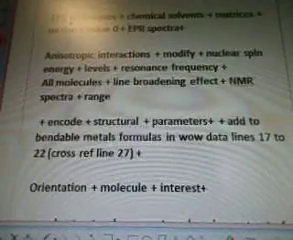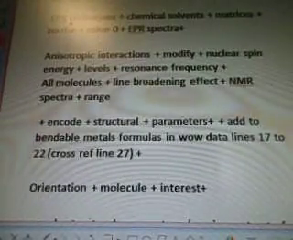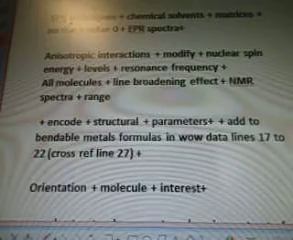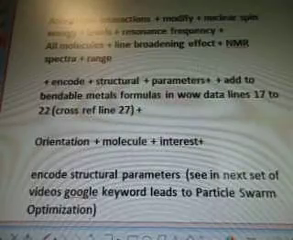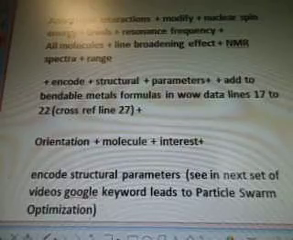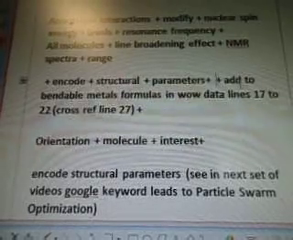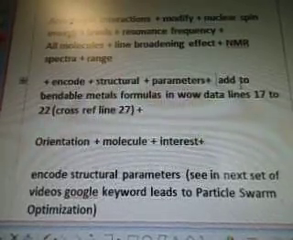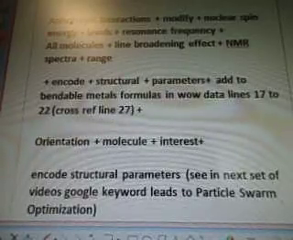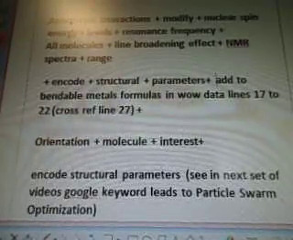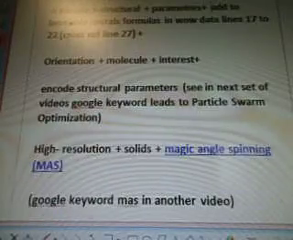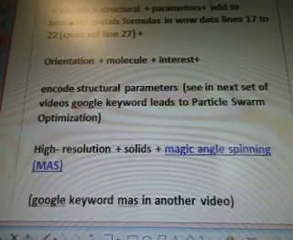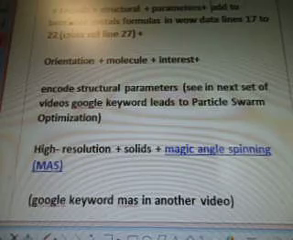Isotropic interactions modify nuclear spin energy levels, resonance frequency, all molecules, line broadening effects, NMR spectra range, encode structural parameters. Add to bendable metals formulas in the WOW data line 17 to 22, cross-reference line 27. Orientation, molecule of interest, encode structural parameters. See in next set of videos.